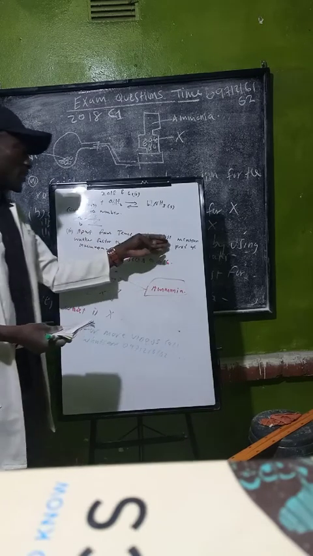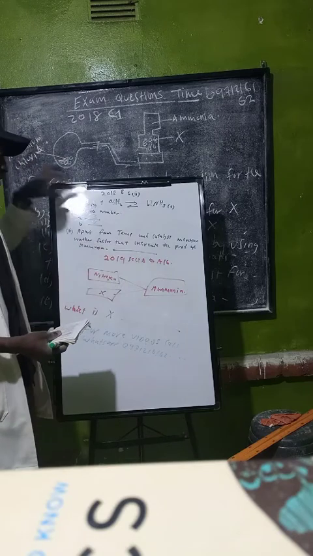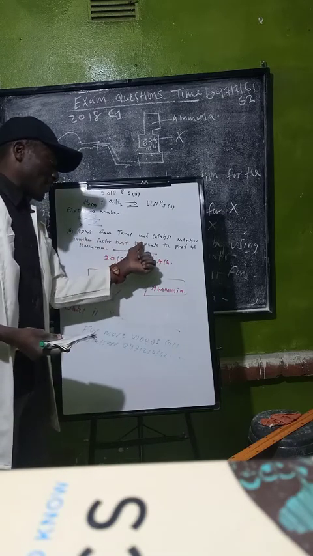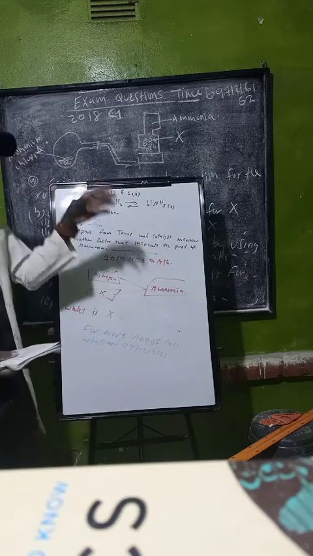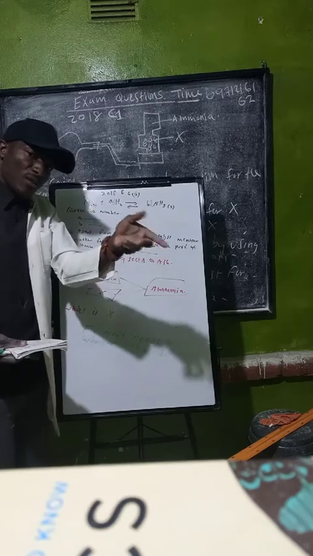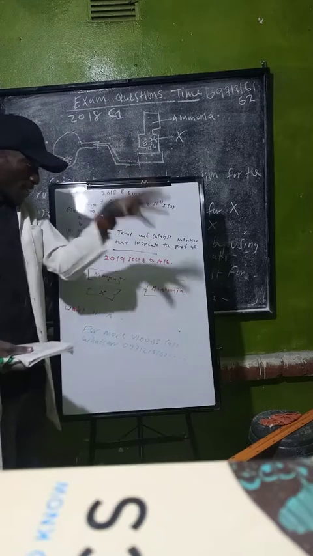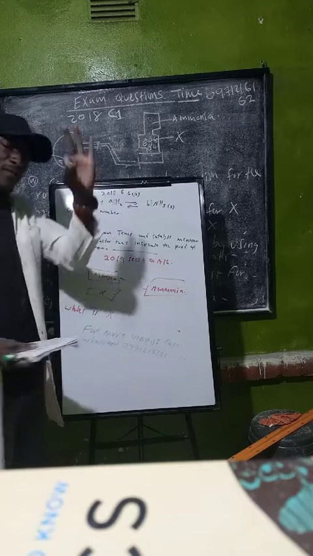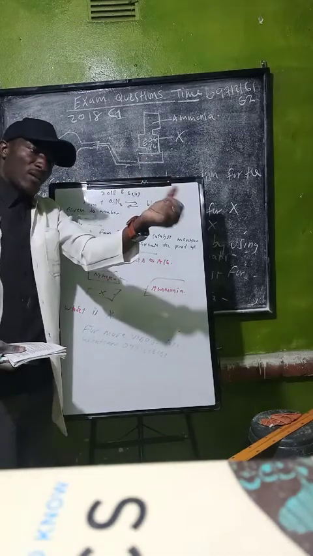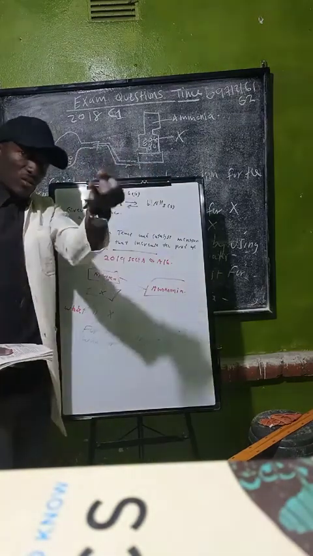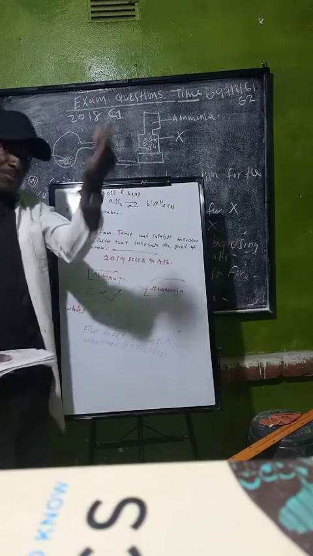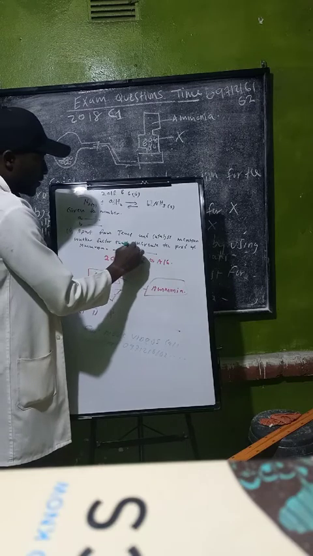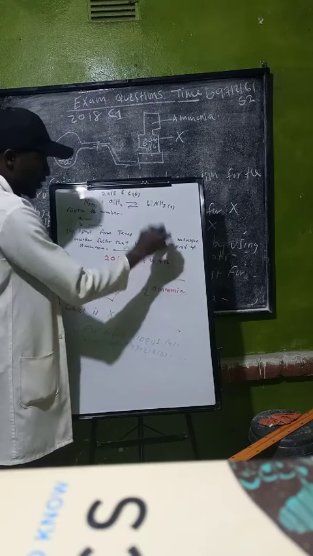Apart from the temperature and catalyst mentioned in this question, mention another factor that increases the production of ammonia. Remember, if you've watched my video on ammonia, we mentioned that there are 3 factors that increase the production of ammonia: temperature, catalyst known as iron, and pressure. So it's only pressure that is missing here. So the answer there is pressure.